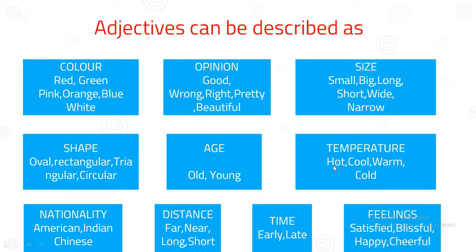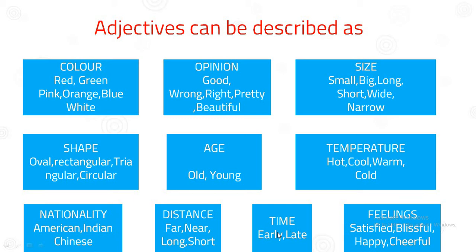Temperature. It's a hot day. Cool breeze. Warm winters. Cold air or cold room. So whenever we define in terms of temperature, this also highlights the adjective. Then in terms of nationality: he is an American, he is an Indian, a Chinese toy, an Indian architecture, and American footwear. So this way also we can define adjectives. Then distance: far, near, long, short. So there are a number of ways by which we describe a noun and distance is also a part of it.